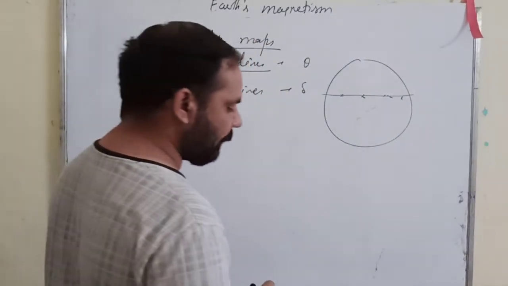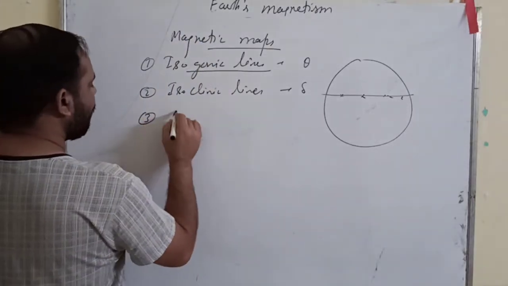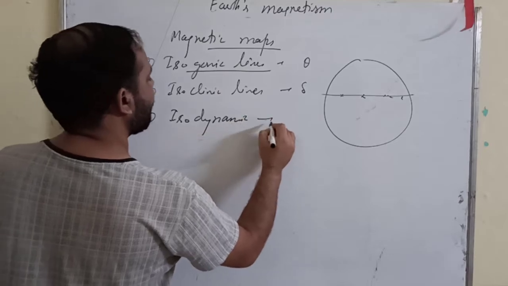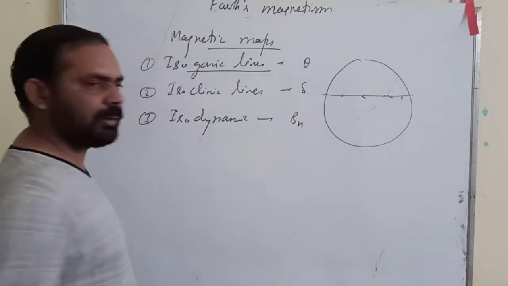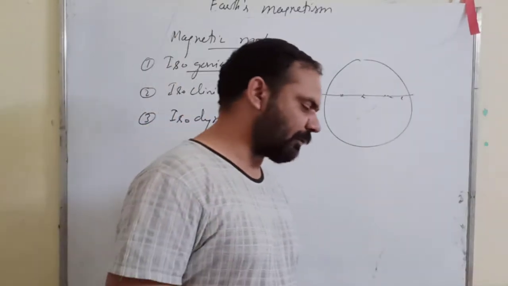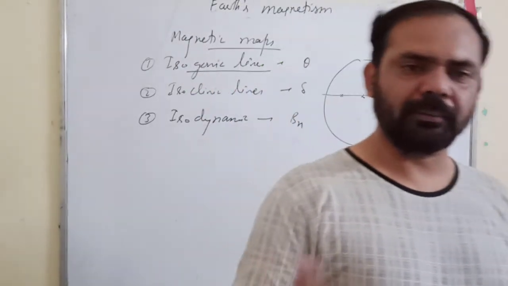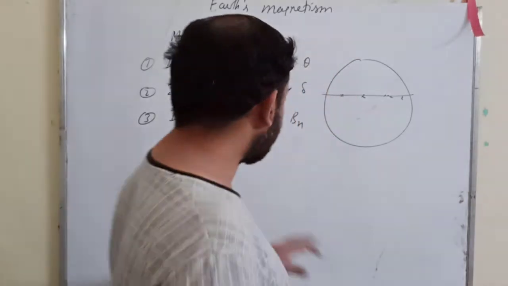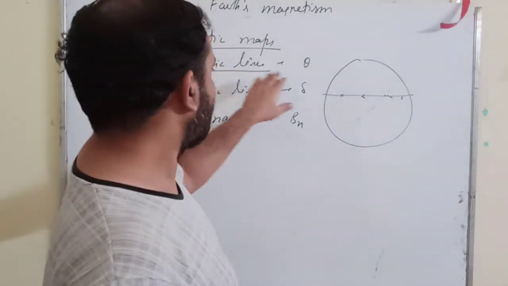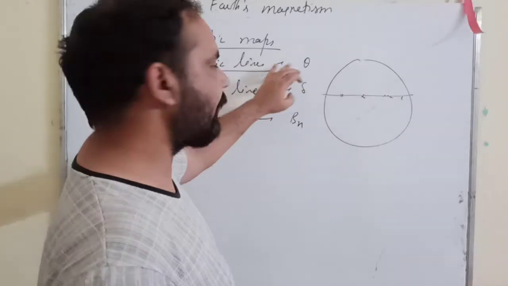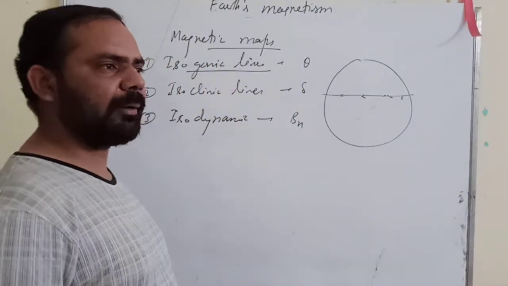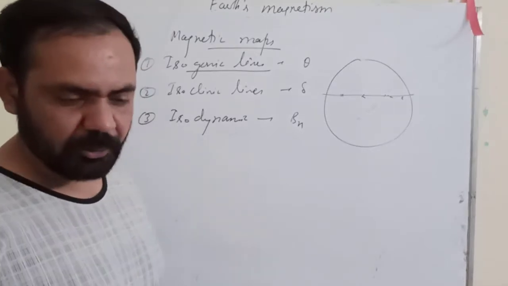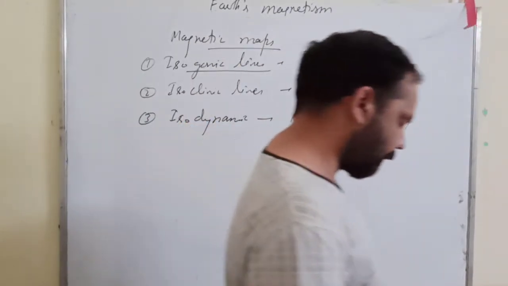And isodynamic lines are the third one. If I join the places with equal BH, the horizontal component of Earth's magnetic field, the maps that I will get will be the isodynamic lines. So these are different magnetic maps: isogonic with equal angle of declination, isoclinic with equal angle of dip, and isodynamic with equal value of horizontal component of Earth's magnetic field.